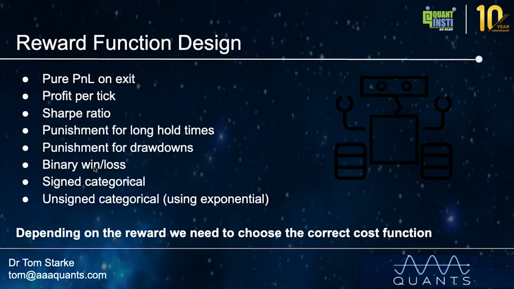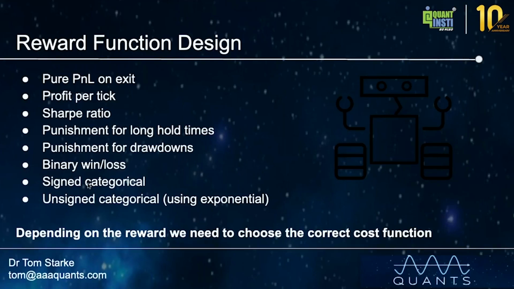And then there are some more complex reward functions as well. For example, this one is called categorical. Instead of using just pure P&L, we split our P&L into different categories, basically P&L bands. So for example, the first $100 P&L is band 1, the second $100 is band 2, and equally, if we lose between $0 and $100, we are in band -1. If we lose $100 to $200, we are in band -2.